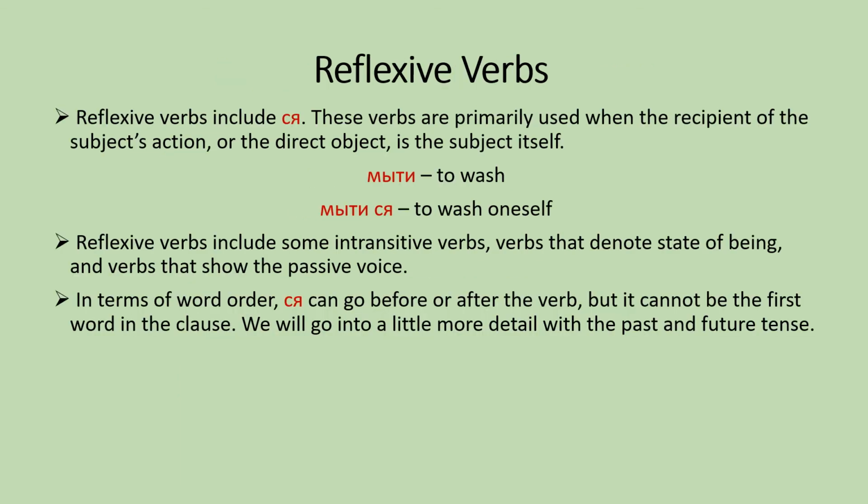Reflexive verbs. Reflexive verbs include sha. These verbs are primarily used when the recipient of the subject's action, or the direct object, is the subject itself. For example, mote means to wash, whereas motesha means to wash oneself. Reflexive verbs include some intransitive verbs, verbs that denote state of being, and verbs that show the passive voice. In terms of word order, sha can go before or after the verb, but it cannot be the first word in the clause.